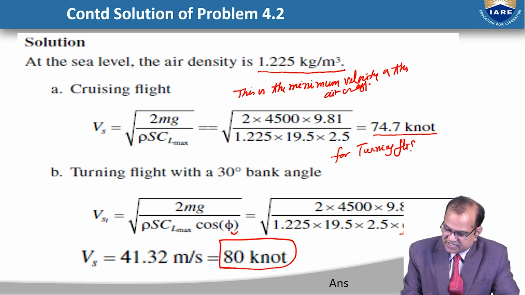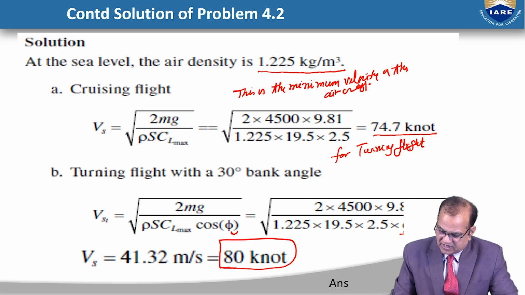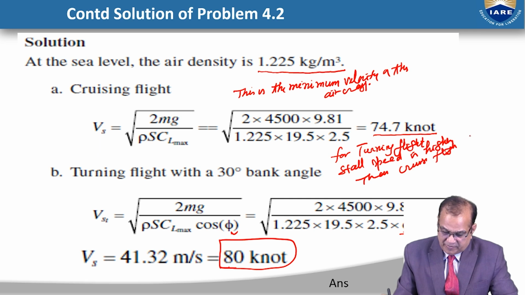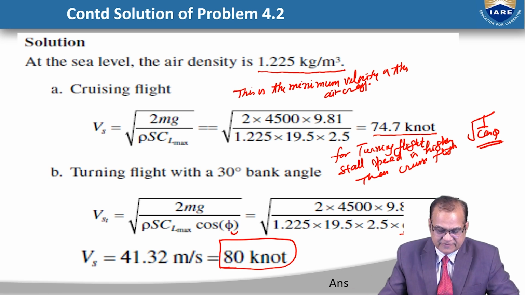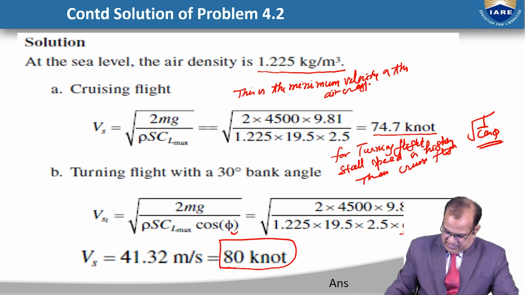So very interesting that for turning flight, stall speed is higher than cruise flight by under root 1 by cos phi. This you have to multiply, then you will get it. So it is higher than the normal flight.